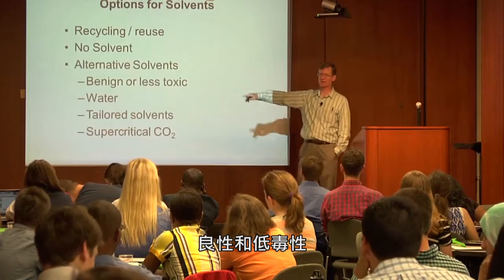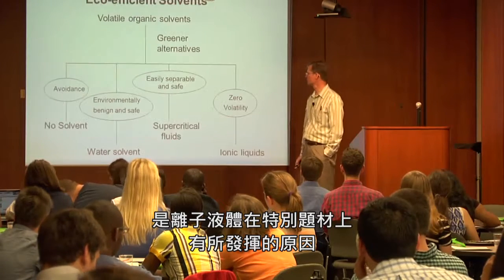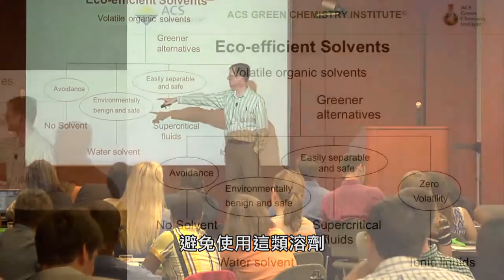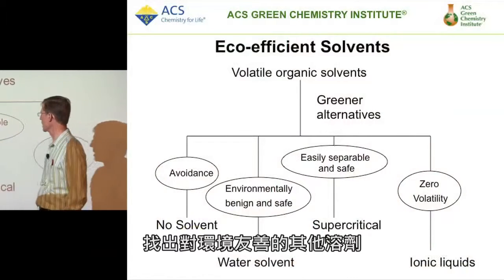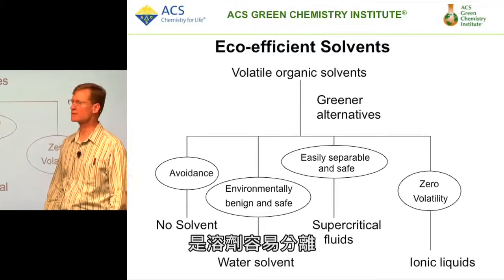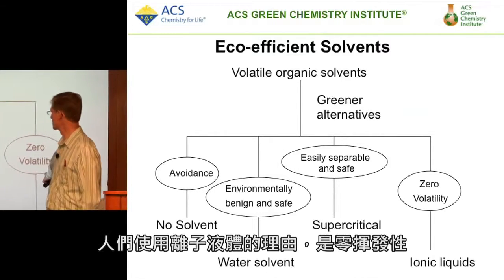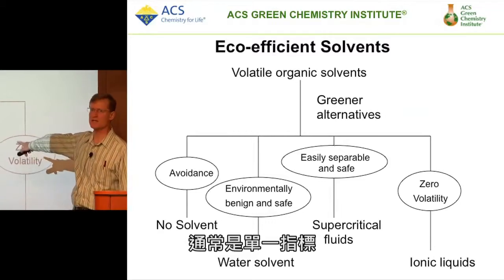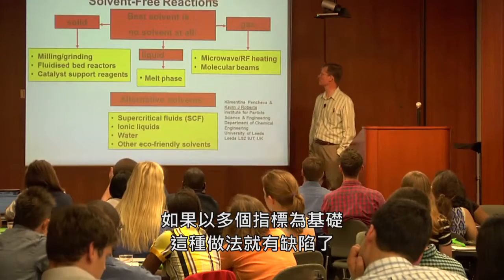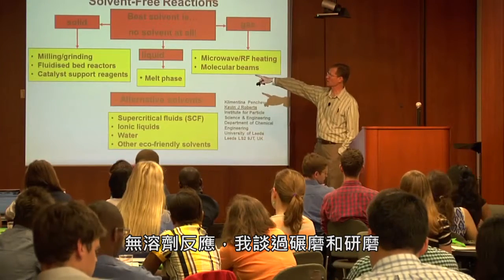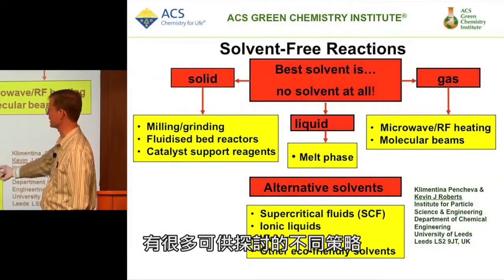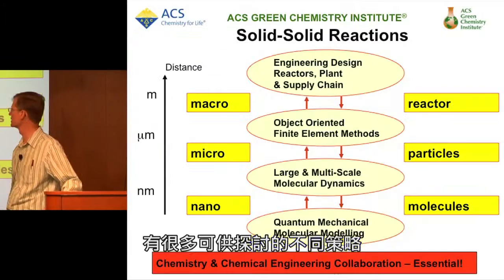Benign or less toxic is the reason that ionic solvents have an issue. There are many things around volatile organic solvents, so again, avoid the use, come up with something that's environmentally benign. The reason we like to use very volatile solvents is that they are easy to separate. And the reason that we like ionic liquids is zero volatility, a single measure typically. And again, when you look at multiple measures, they don't really cut it. Solvent-free reactions, I talked about milling and grinding. Catalyst-supported reagents, there's liquid gas. Again, lots of different strategies that are being investigated.